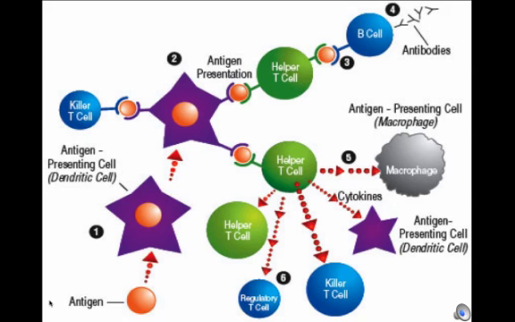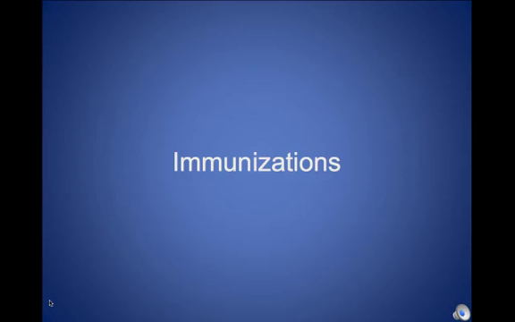Helper T cells receive signals from a macrophage that a pathogen is present and carries this signal to the B and killer T cells. Finally, there are suppressor or regulatory T cells that are responsible for ending their immune response. Natural defenses are helped with immunizations. There are two types of immunizations.